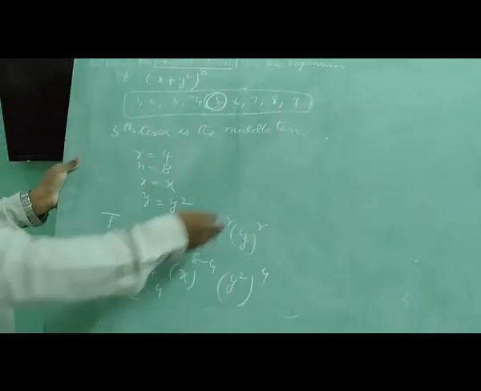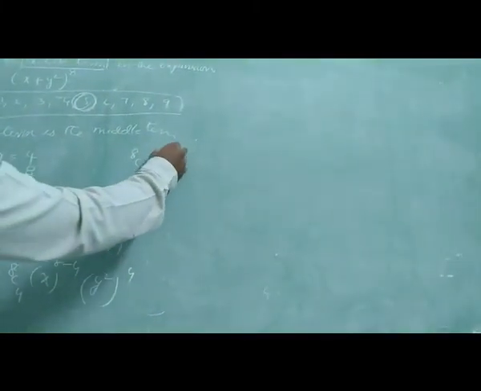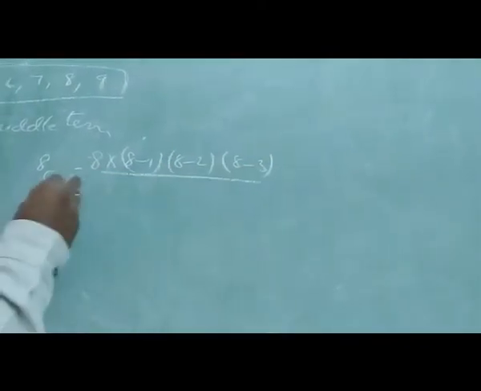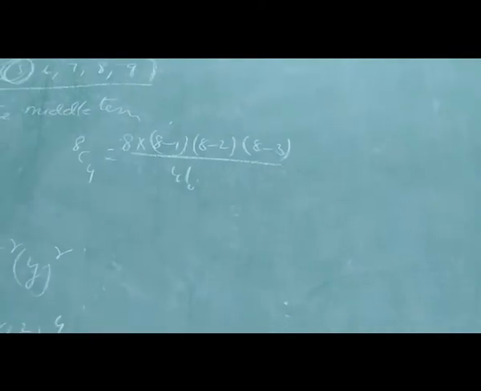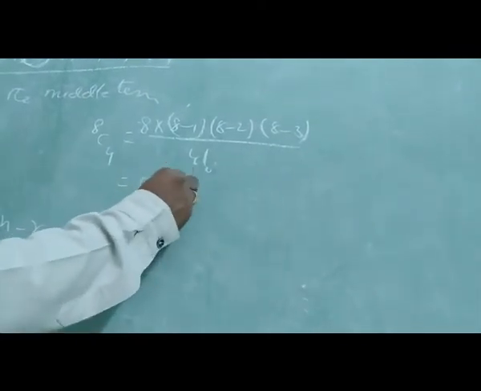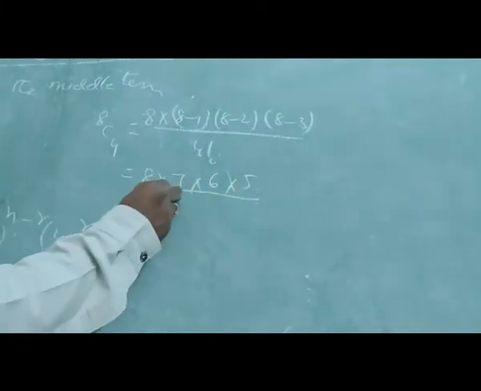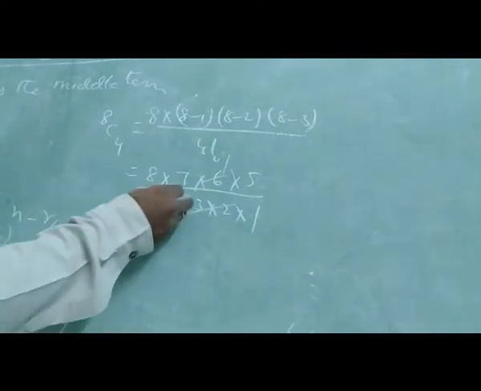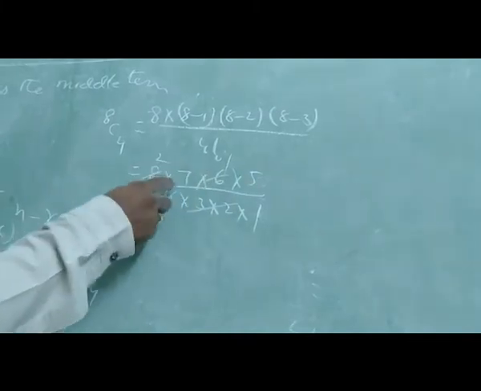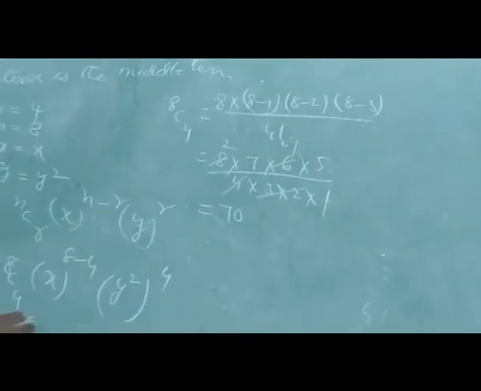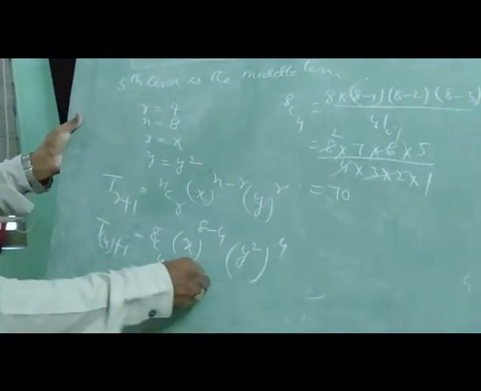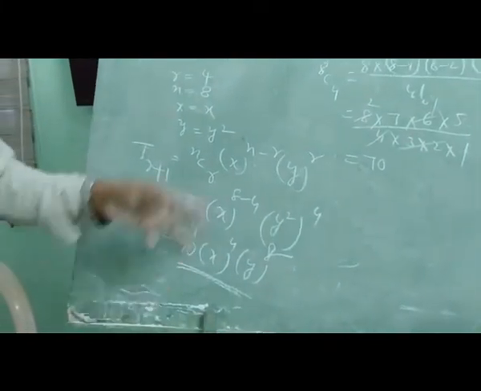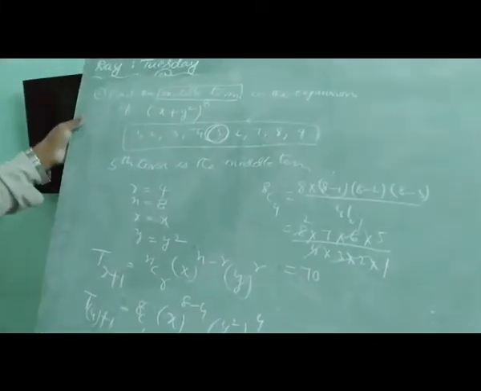So how do you find 8C4? Tell me, how do you find 8C4? It is 8 into 8 minus 1, into 8 minus 2, into 8 minus 3, by 4 factorial. So 8 into 7 into 6 into 5 by 4 into 3 into 2 into 1. So 3 twos are 6, cancel. 4 twos are 8, cancel. 2 fives are 10, 10 into 7 is 70. So 70 x to the power of 4, y to the power of 8. So this is the middle term in the expansion of (x plus y square) whole to the power of 8.